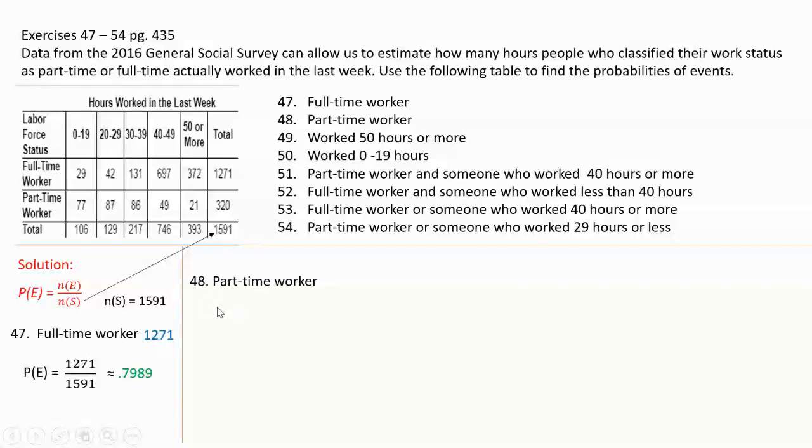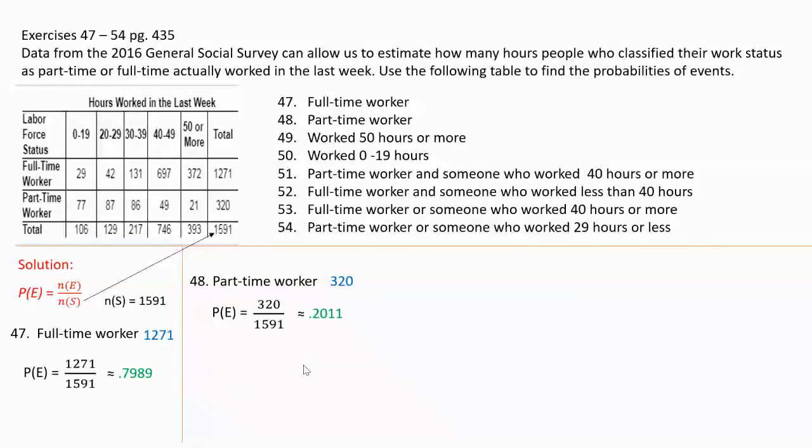Number 48, a part-time worker. In a similar sense, right, we still got the same sample space, but the part-time workers are 320, right? Because part-time workers, we go here, 320 over the sample space. We use the calculator, and it should give us 0.2011.